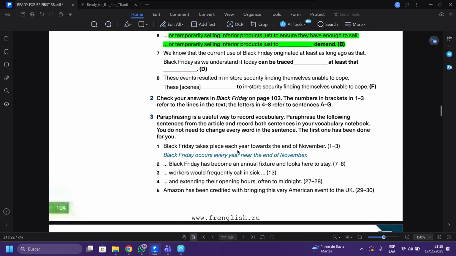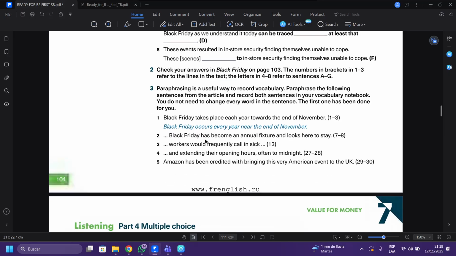Now, we have here, as you know, paraphrasing, as I told you, is a very useful way to record vocabulary in your mind. So what we have to do here is to rephrase the following sentences from the article and record both sentences in your vocabulary notebook. You don't need to change every word in the sentence, just some of them. And as always, the first one has been done for us as an example.